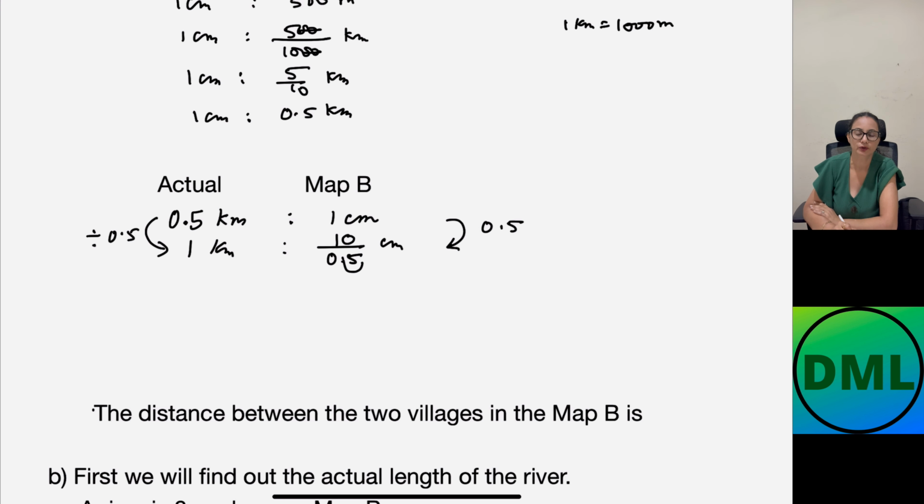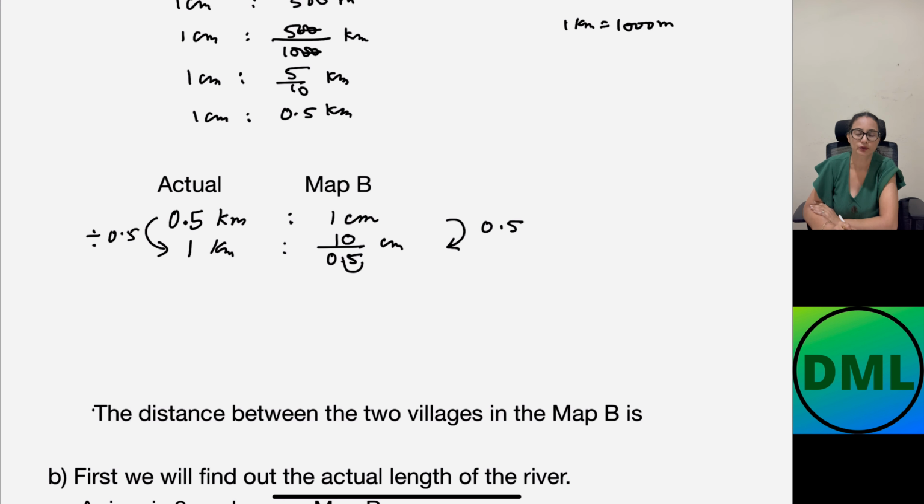We have to find out the actual length of the river. A river is 8 centimeter long on map B. What was the scale on map B we had? We had 1 centimeter is to 0.5 kilometers. I need to convert it for 8 centimeters. Let's write down here 8 centimeter. How are you going to reach from 1 to 8? Which operation are you going to do? Multiplied by 8. The same operation I have to do here, multiplied by 8. Let's write down here 0.5 multiplied by 8 kilometers.